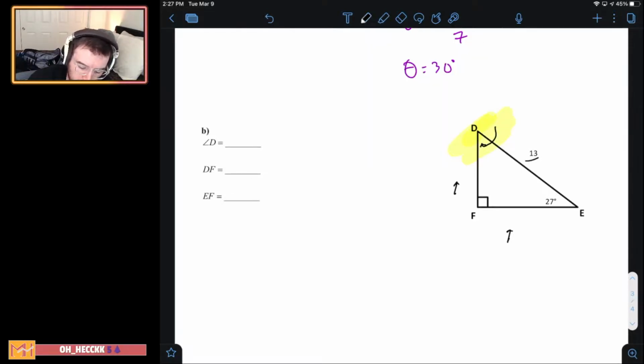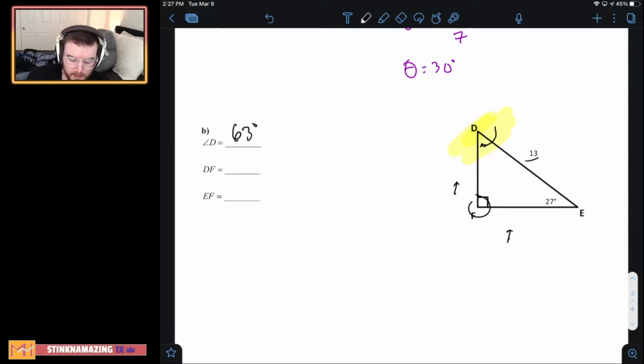All right, so you took 2 seconds to figure that out. Angle D is going to be, what is that, 63 degrees? Yeah, 63 degrees. Had to do a little bit of mental math there. 63 plus 27 is 90. 90 plus the 90-degree right angle is 180. Boom. So 63 degrees. How do we solve for DF and EF?